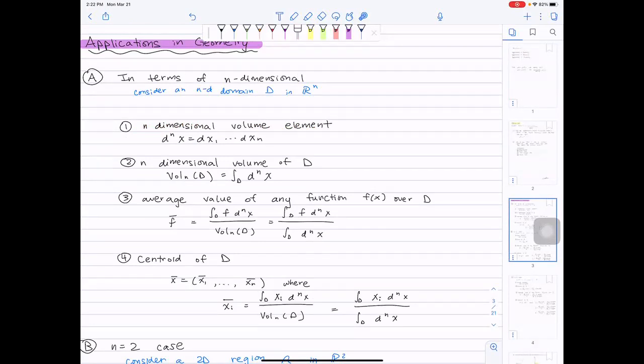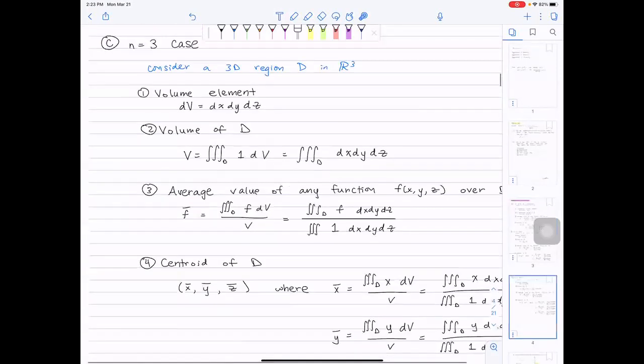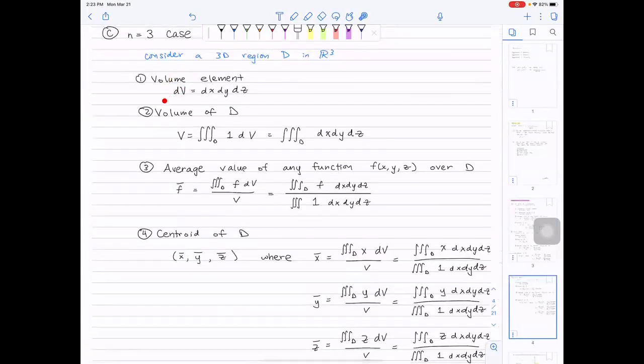Average value of any function, we do the same thing: the double integral of f over the double integral of 1. Notice that this double integral of 1 is the area. And then the centroid is a new thing. You have x bar, y bar, where x bar is the double integral of x dA over the double integral of 1 dA. And then in 3D, you have a similar thing, except now you have a volume element.